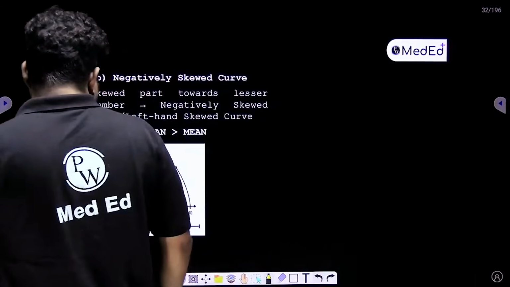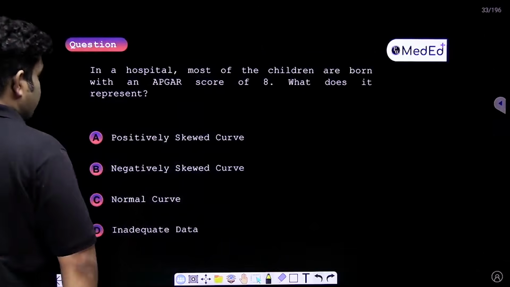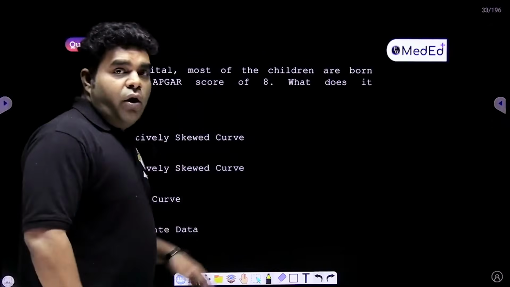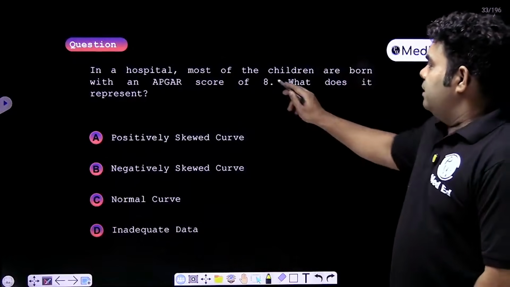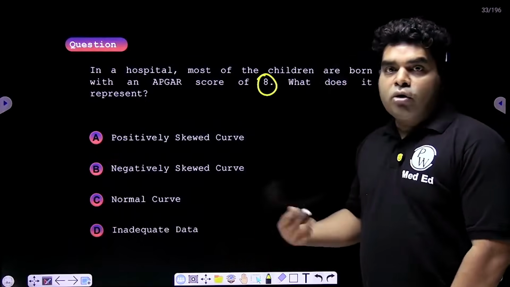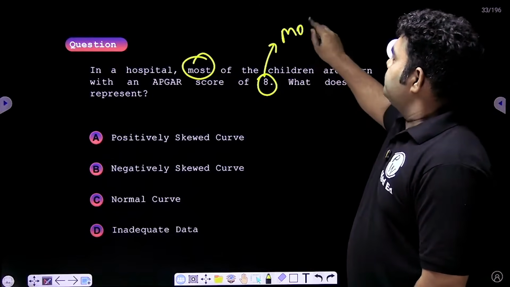Now, let me give you an example of negative skewed curve. Suppose in a hospital, most of the children are born with an APGAR score of 8. So what is this 8? Mean, median or mode? Most children are getting 8. So 8 is the mode.